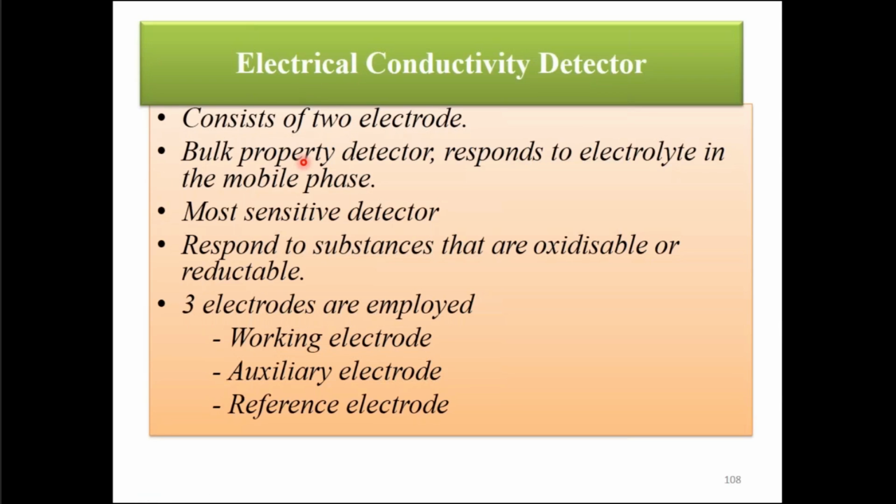The electrochemical property detector consists of electrodes. This is also a bulk property detector because the mobile phase can also give a response. It responds to electrolyte in the mobile phase also. It is the most sensitive detector and responds to substances that are oxidizable or reducible, and three electrodes are employed: working electrode, auxiliary electrode, reference electrode. If you have started with the conductometry chapter, then you will know about these. We are not going to go into detail. Conductance of the solution is measured here.